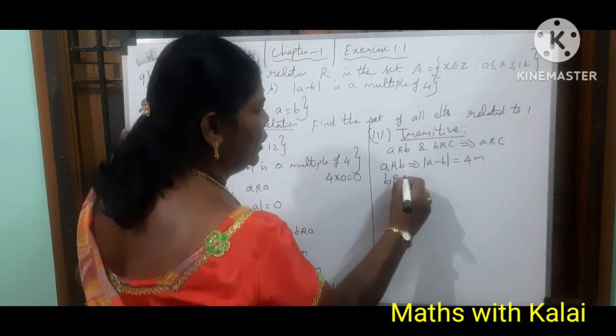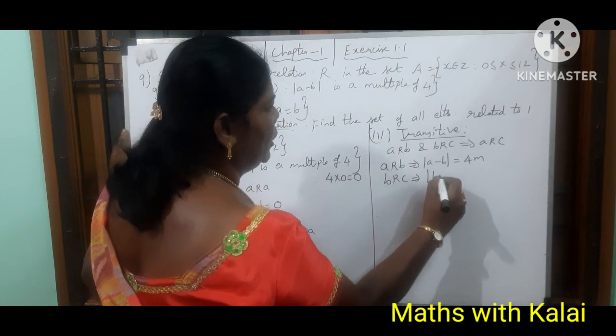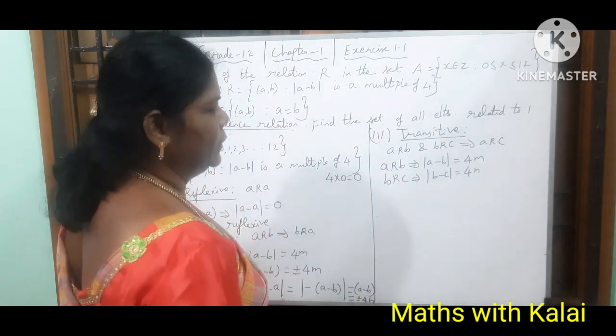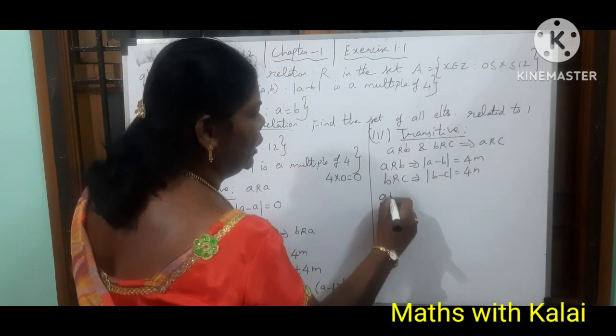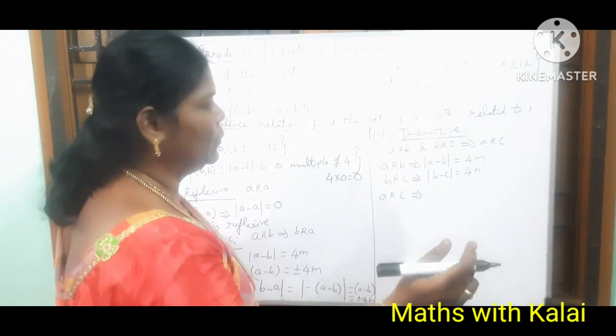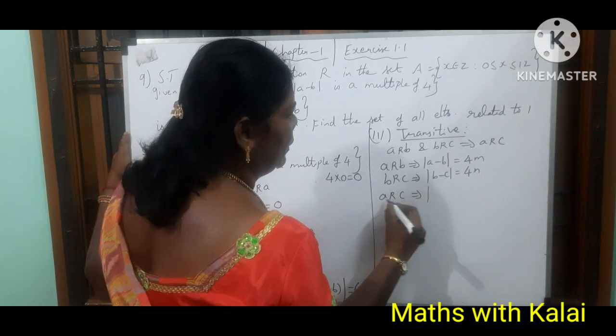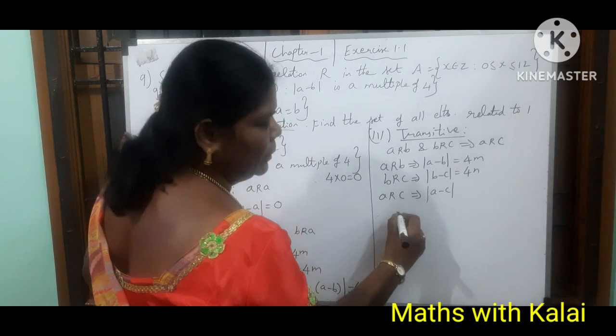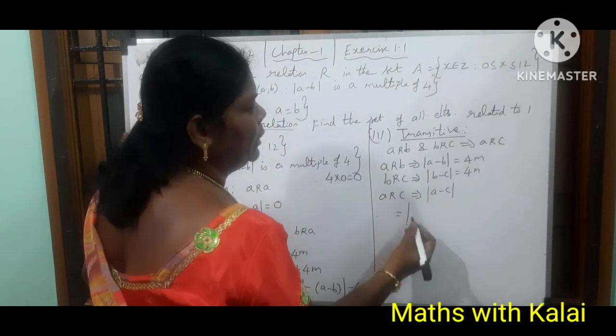Taking B related to C, modulus of B minus C should be a multiple of 4. We can take that as 4n. Now to check whether A is related to C, when we take the modulus, that also must be a multiple of 4. So let us check what the answer for modulus of A minus C comes out to be.